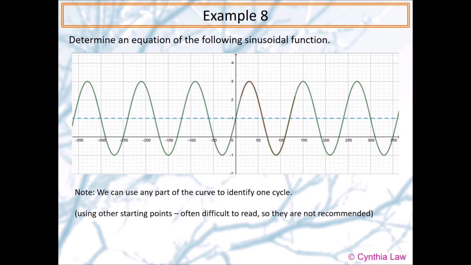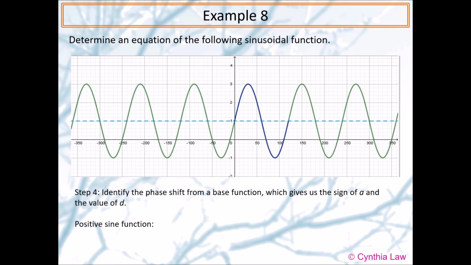Lastly, we can actually use any point as the starting point of a cycle. I'm showing you an example where I start from pretty much the middle of nowhere, and then I need to be able to recognize the whole pattern until I stop. However, usually the values are difficult to read, so this method is not recommended. It's easier to focus on using sine or cosine or the negatives to figure out one period.